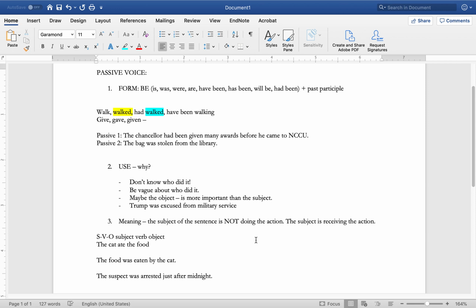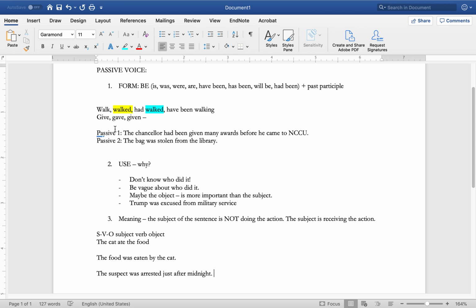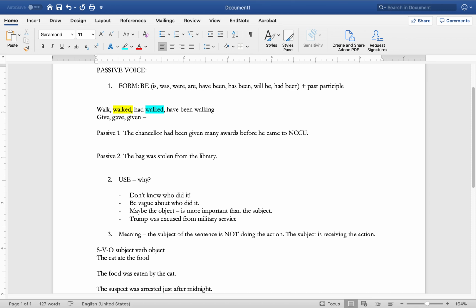But in general, what I want you to do is just avoid it. Even this sentence about the chancellor had been given many awards is still, in news writing, you're trying to cut out any unnecessary words. So even this sentence would be better to say the chancellor received many awards before he came to NCCU. All right, so I hope this is helpful.